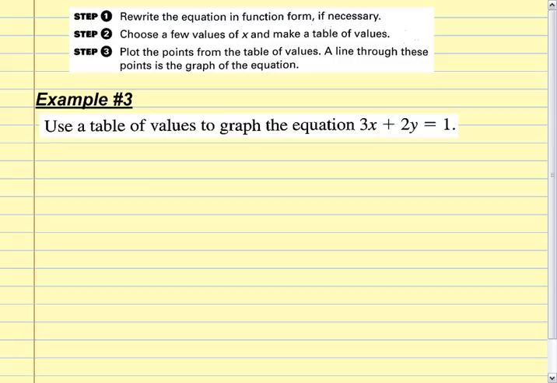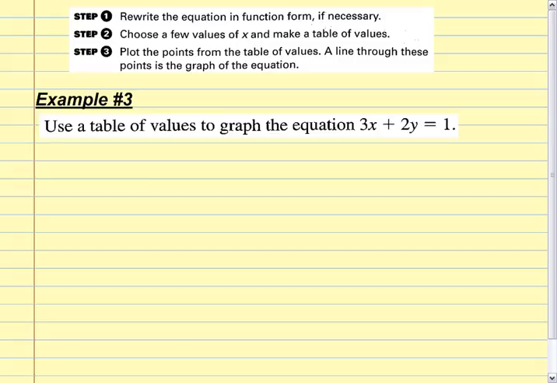Choose a few values of x and make a table of values. Now I'm going to show you what that means in just a moment. But pick small values of x, things that come out nice and pretty. It makes it easier to graph them. Then you plot the points from the table of values onto a graph, and then you just connect them. Just draw a line straight through.